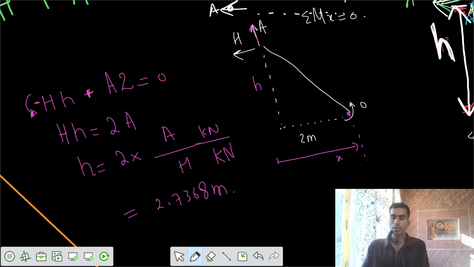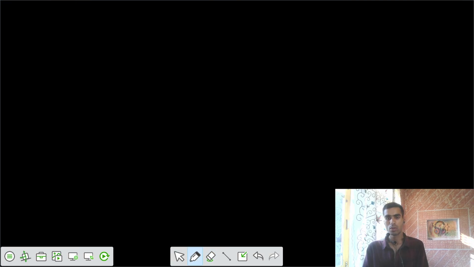Let's go for case 2. That is the cable subjected to a uniformly distributed load. The cable is subjected to uniformly distributed load. So we have cables versus UDL.